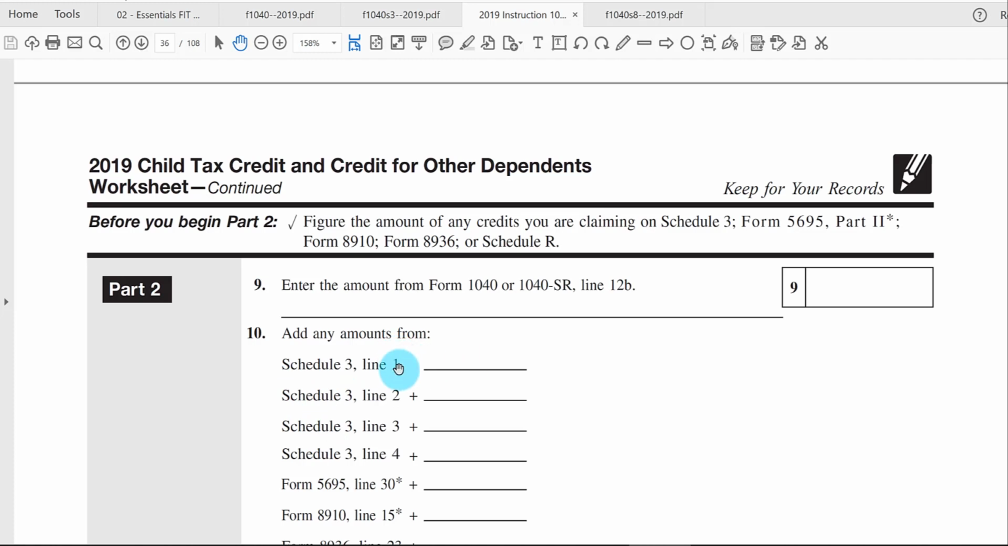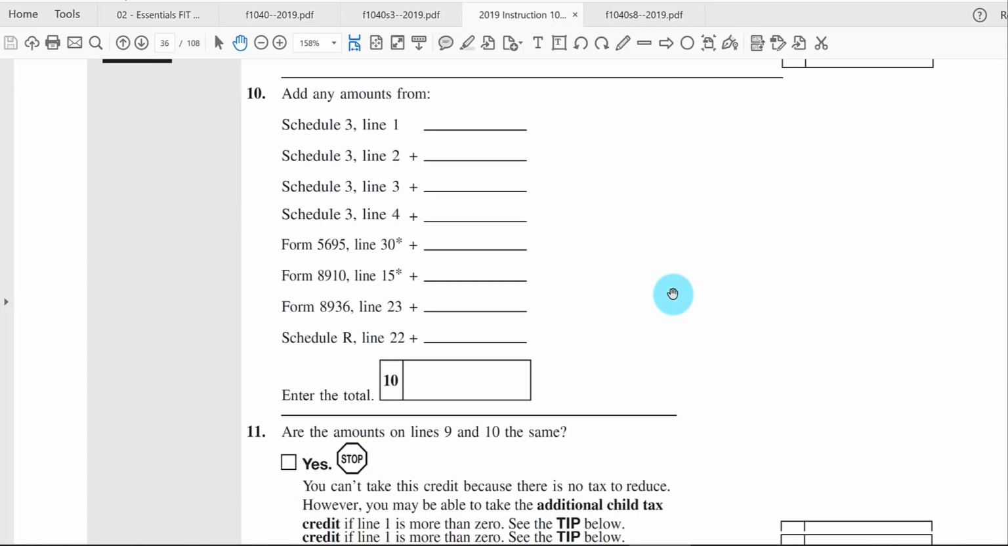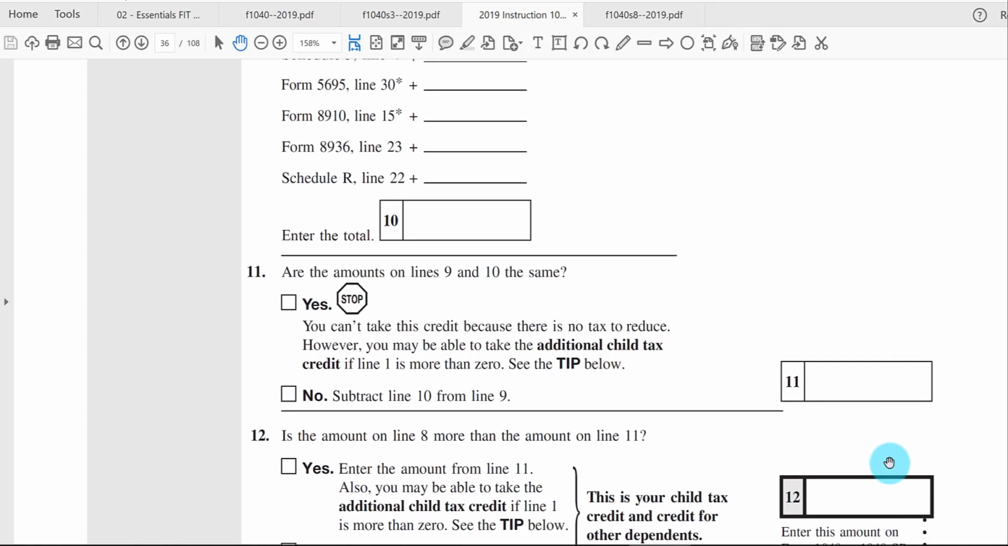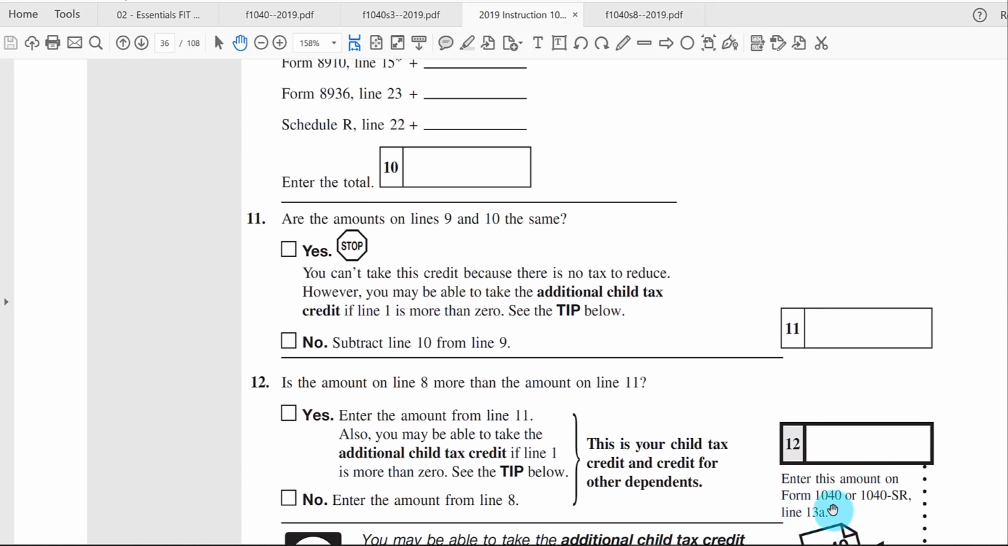Like here in line 1 would be the foreign tax credit. Line 2 would be the child and dependent care credit. One of these was the education credit. Those are used up first, before using up the child tax credit and the credit for other dependents. So it figures out here if there's any tax liability remaining after using up those other credits. Only then can you use this credit, which we're told to put in line 13A that we saw back on the 1040 form.